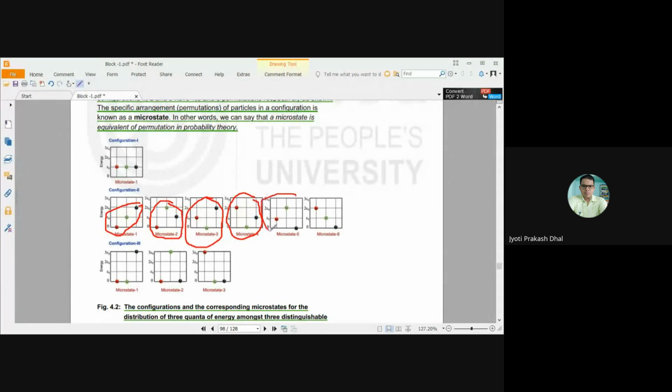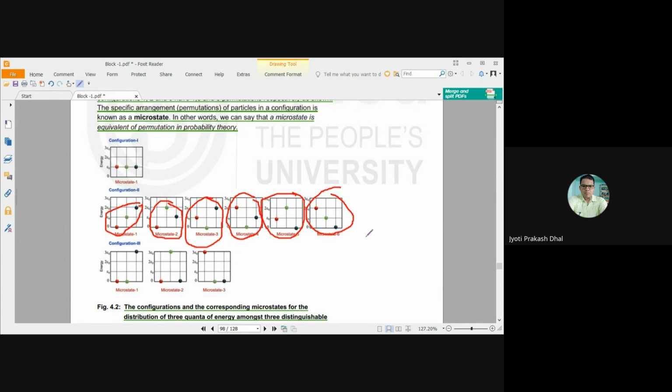In the fifth microstate, the red particle will be in the epsilon 0 energy level, the green in the 2 epsilon 0 energy level, and the blue color particle in the 0 energy level. And in the sixth microstate, the red color particle will be in the 2 epsilon 0 energy level, the green color particle in the epsilon 0 energy level, and the blue color particle in the 0 energy level.